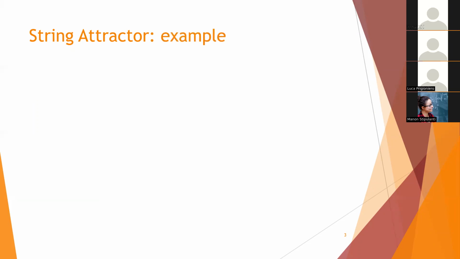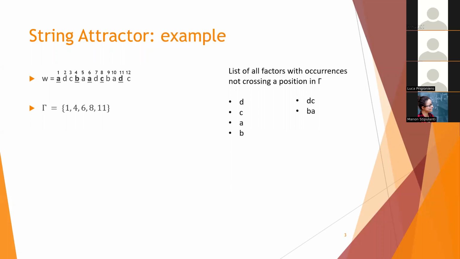So here we have an example. Let us consider this word W and the set Γ, which consists of the positions highlighted in W. In order to see if Γ is a string attractor, we have to list all factors with occurrences not crossing a position in Γ. Starting from those of length 1, we have D, C, A, B; D and A we already listed. Then we have these two factors of length 2, which are DC and BA.